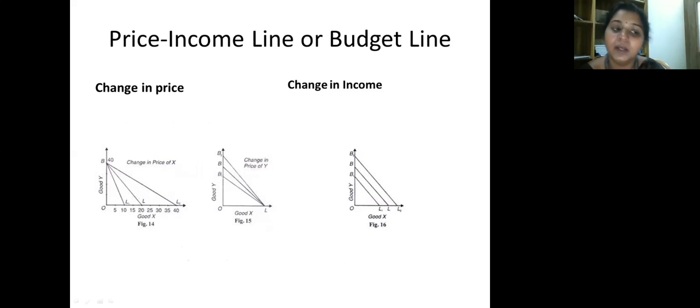How it will change is shown in the diagram. There are two goods, good Y and good X. When the price of X commodity increases, the number of units you can consume will be less, so the budget line will shift inwards. When the price decreases, you can consume more, so the budget line will shift outwards, to the right of the previous budget line. This is the relationship with price. When income changes, you will increase the consumption of both X and Y commodity, so the budget line will move parallel to the previous budget line. So there are two possibilities: when price changes, the budget line changes, and when income changes, the budget line also changes.